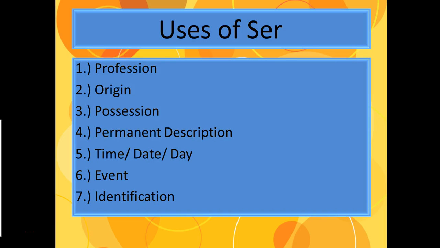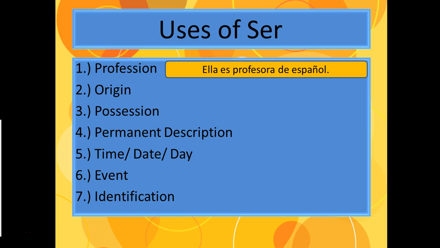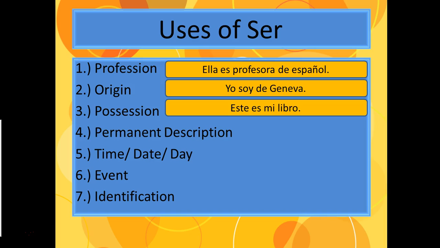So uses of ser, remember there's profession. So, for example, ella es profesora de español. That's her profession. That's her job. She's a Spanish teacher. So we use ser. Origin, where something or someone is from. Yo soy de Geneva. I'm from Geneva. Possession, it's my possession, I own it.